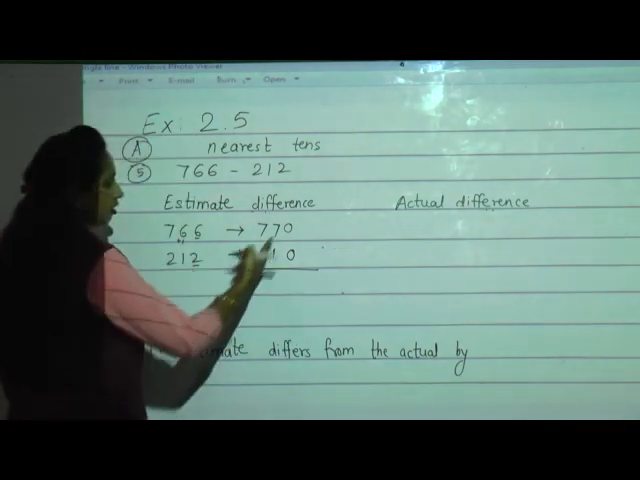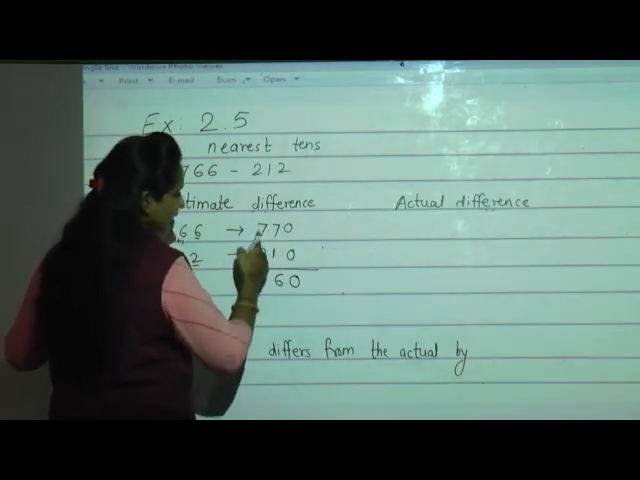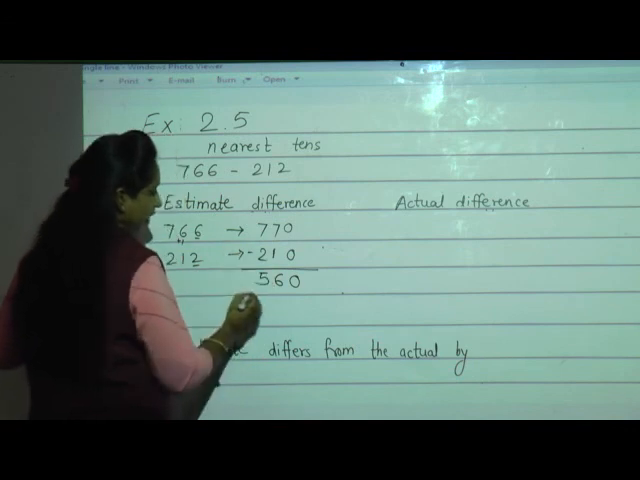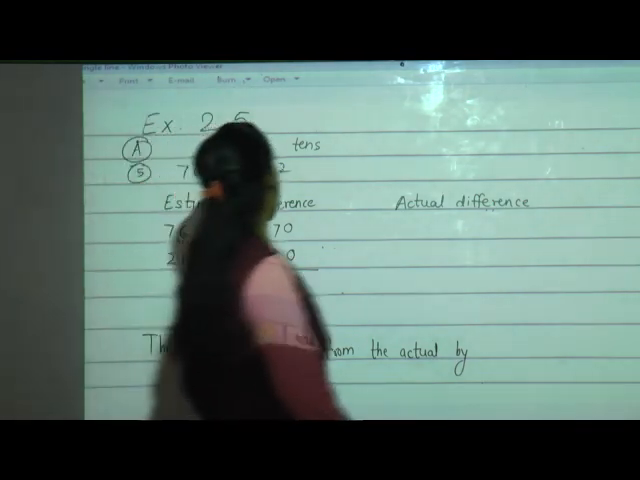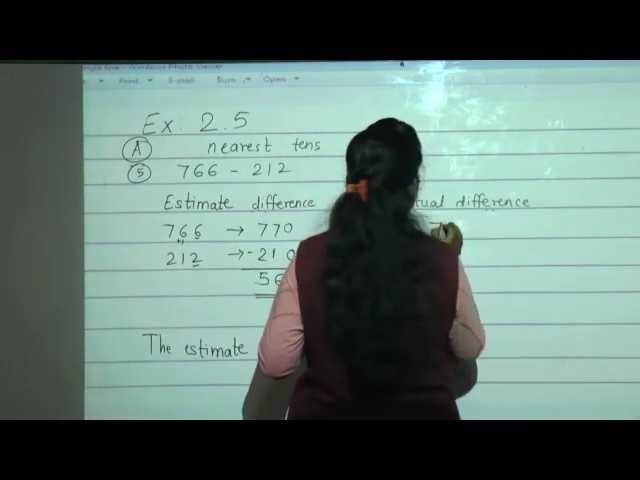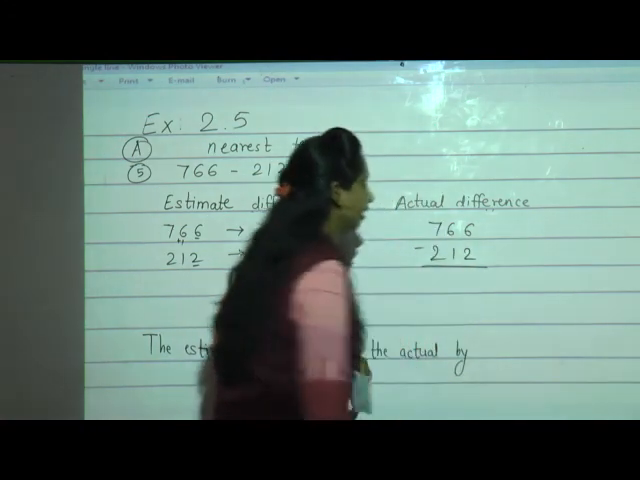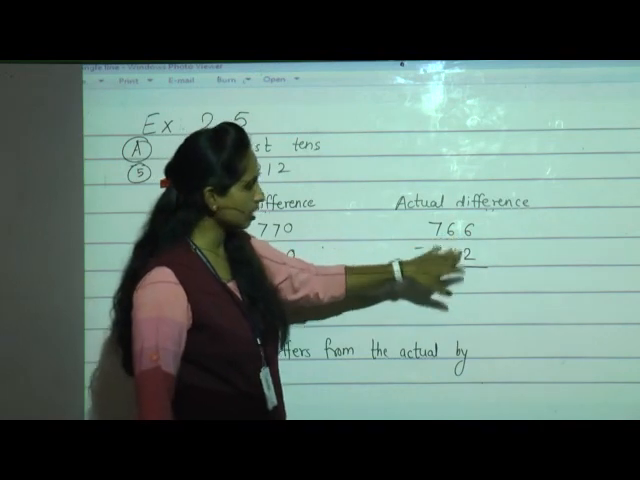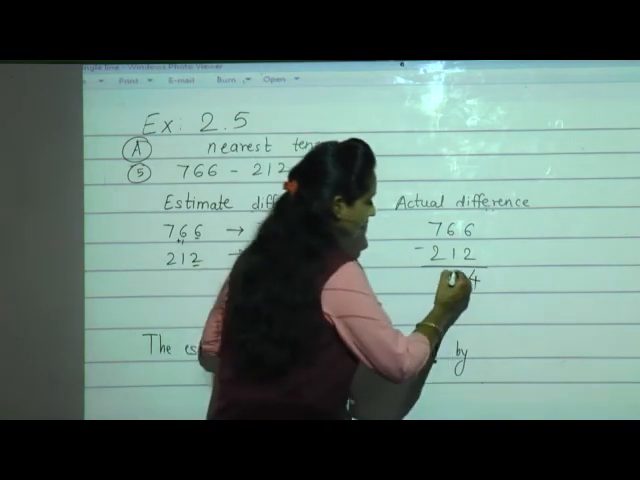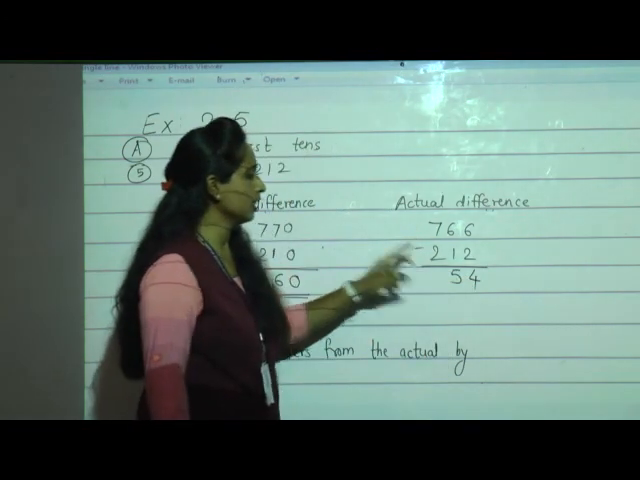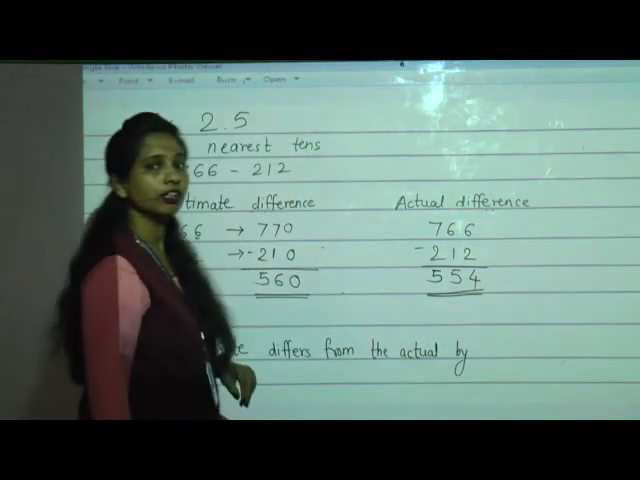Okay. So this is the number. Now we will subtract. 0 minus 0, 0. 7 minus 1 is 6. 7 minus 2 is 5. So this is the estimate difference. We have found it. Now next, the actual difference we will find out. 766 minus 212. Now see, tell me the subtraction. 6 minus 2 is 4. 6 minus 1 is 5 and 7 minus 2 is again 5. So this is the actual difference.